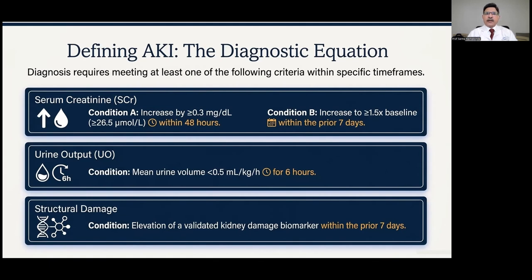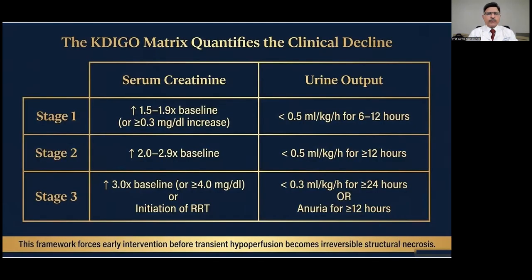These are the diagnostic criteria, and structural damage: elevation of validated kidney damage biomarkers. What are those biomarkers? I will show you those biomarkers within the previous 7 days. Now, three things are involved. Serum creatinine, the cutoff values; urine output, 0.5 ml per kilogram per hour for 6 hours; creatinine increase of 0.3 in 48 hours or 1.5 times in 7 days; and elevated biomarkers in the last 7 days. These are the various criteria we use.